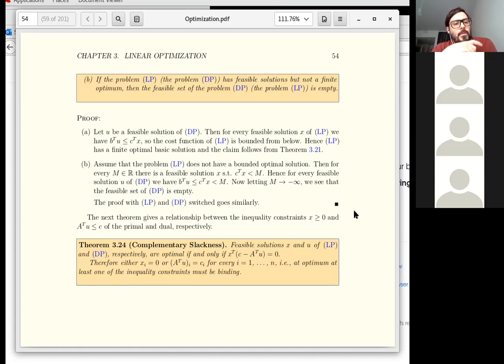Also the theorem 3.24, you don't have to remember this part, the so-called complementary slackness theorem. It simply says that if we have two feasible solutions, X and U, of the primal and the dual respectively, then they are optimal if and only if X transpose C, that's the cost part, minus X transpose A transpose U, which is simply B transpose U, is zero. That means the solutions are the same.